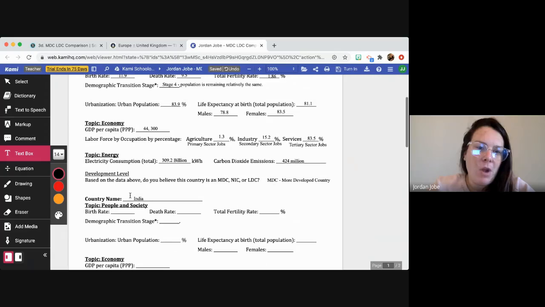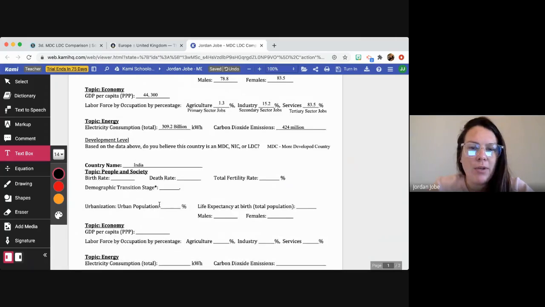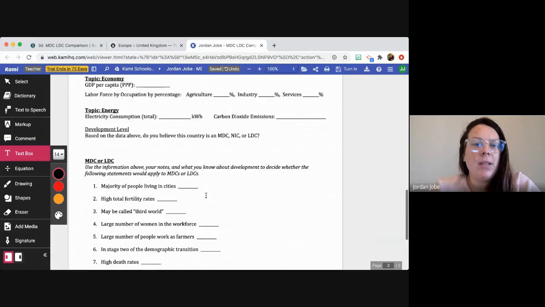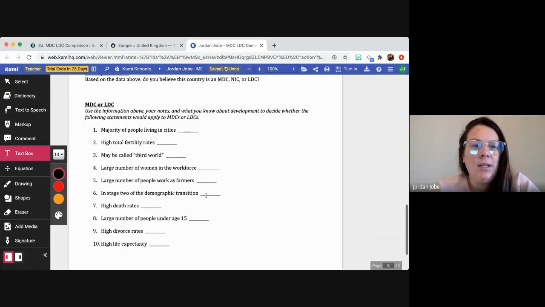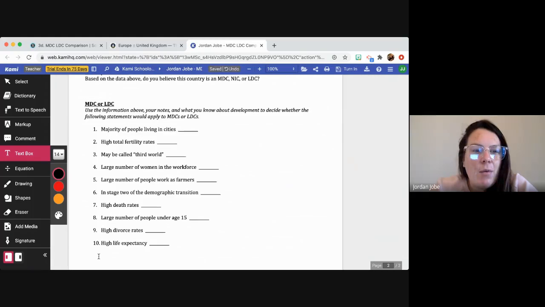Then, before I let you go on the next two countries, so whatever two countries you chose, I want everybody to scroll to the end of the page and take a look at these 10 questions. These are 10 questions that you will see on your development exam next week. So I want to make sure we have all of this information down.